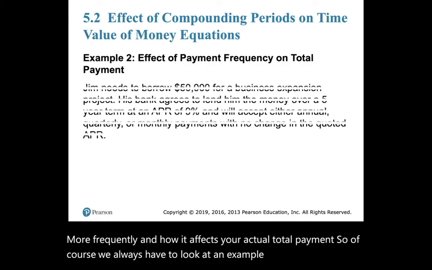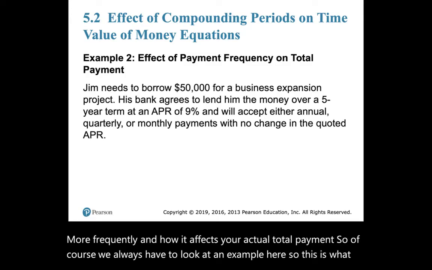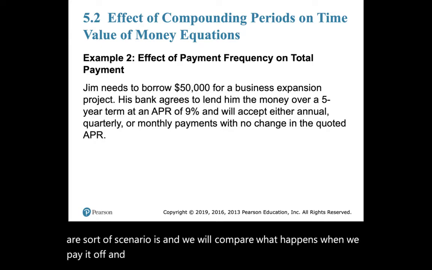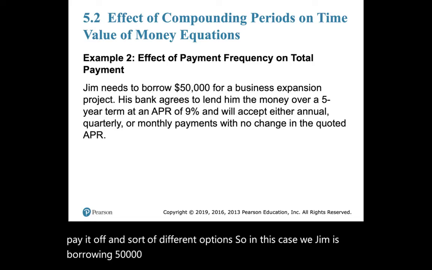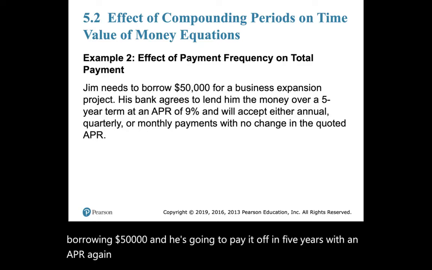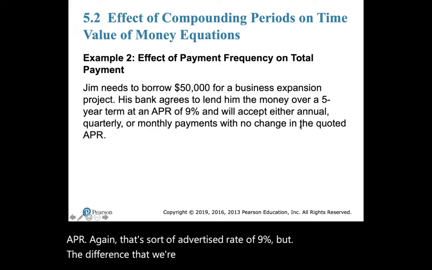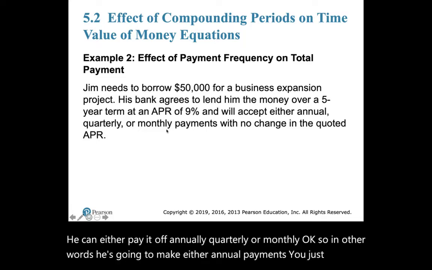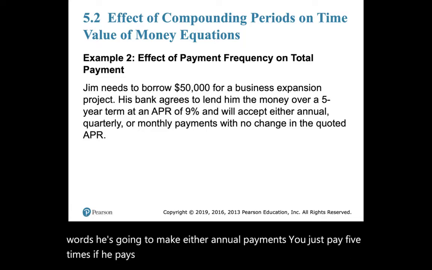So this is what our scenario is, and we will compare what happens when we pay it off in different options. So in this case, Jim is borrowing $50,000, and he's going to pay it off in 5 years with an APR, again, that's the advertised rate, of 9%. But the difference that we're going to be comparing is he can either pay it off annually, quarterly, or monthly. Okay, so in other words, he's going to make either annual payments, he'll just pay 5 times. If he pays quarterly, he's going to pay 4 times 5, and then monthly, we'll get 5 times 12 times.